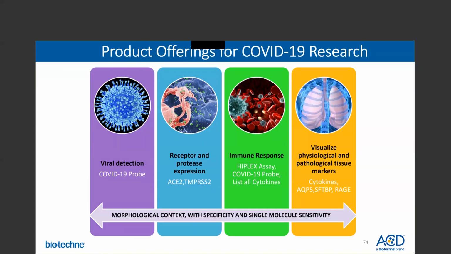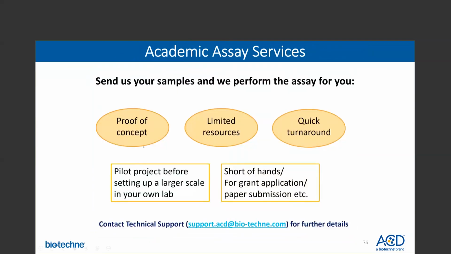And obviously, with the current scenario where we're living in very challenging times, you might want to move your projects forward, but with the shelter in place or stay at home orders, you're not able to get into the lab. We have two arms, academic assay services and pharma assay services. I've shown academic assay services here, where you can send your samples to us and we'll perform the assay for you.